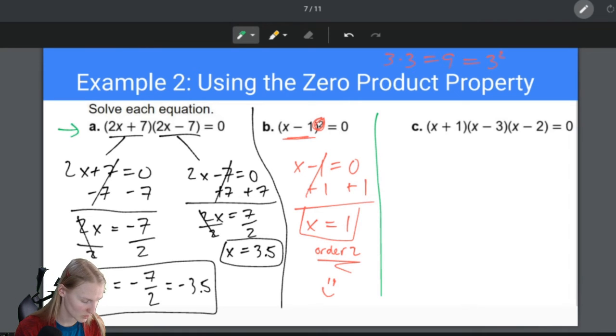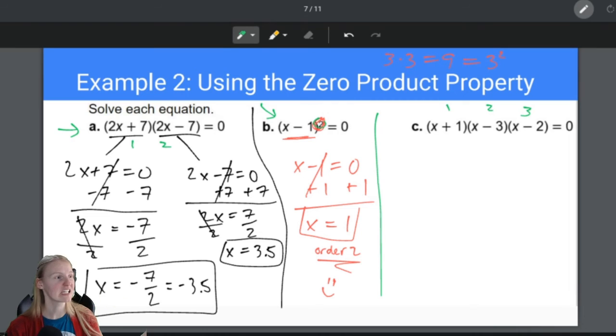Like here we had 2 factors. Here we had 2 factors. But here I have 1, 2, 3 factors. Oh no, does that drastically change the problem and I'm going to have to learn something completely new? No. Zero product property also works for 3 terms, because remember, if you're multiplying things together and it equals 0, one of those things that you multiplied has to be 0.